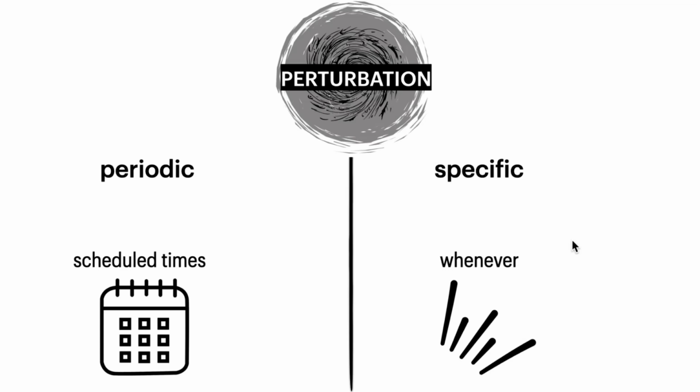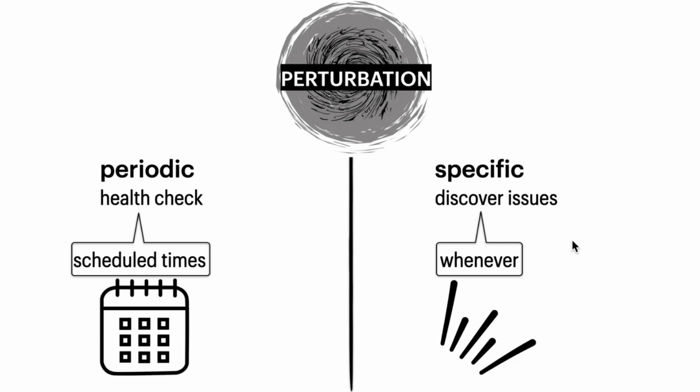Maybe at the beginning of a cycle or beginning of a sprint or end of a sprint or whatever, some time. So what do they really mean? What do they accomplish? Scheduled times when we perturb a system periodically, it is like saying, hey, I'm basically doing a health check. I'm not really finding any issues. Whereas whenever I'm doing it at a specific instance, my focus is on finding issues.